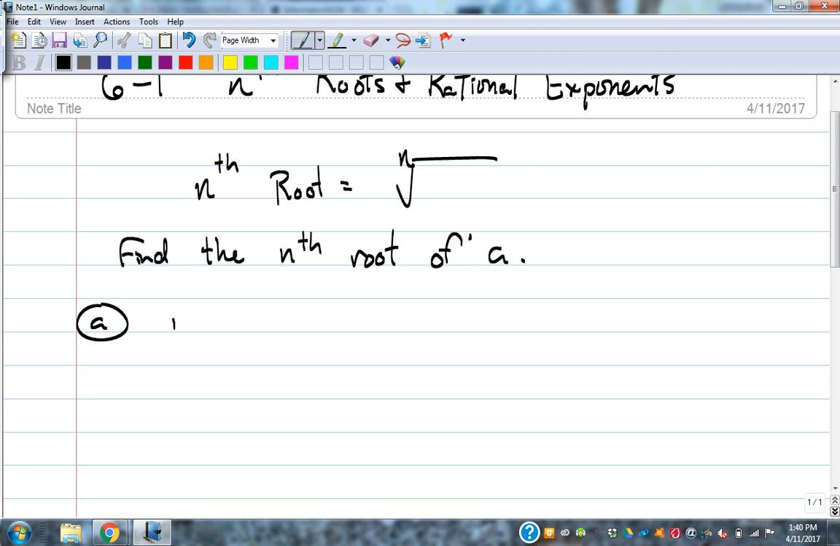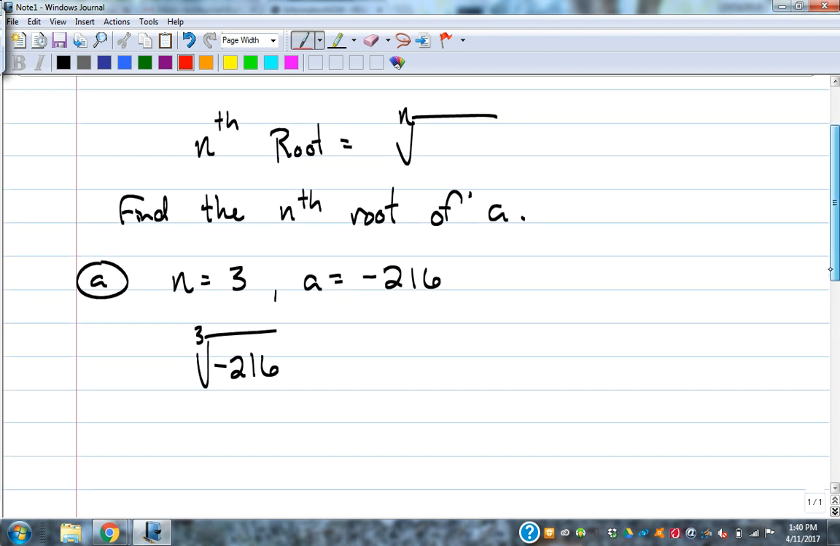Example A. N is 3. A is equal to negative 216. So this is how they're going to present the problem. What they're asking you to do is find the third root, or the cubed root, same thing, of negative 216.